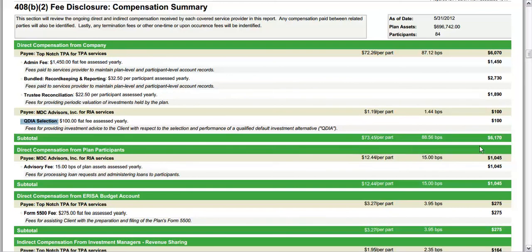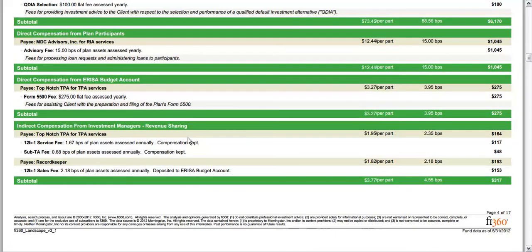So bundled and subtotaled, the total amount of fees being paid out by the company is listed down in the lower right hand corner, $6,170 in this example. Another fee being paid by the plan participants is going to MDC Advisors, so that is subtotaled based on the payer of the plan participants.